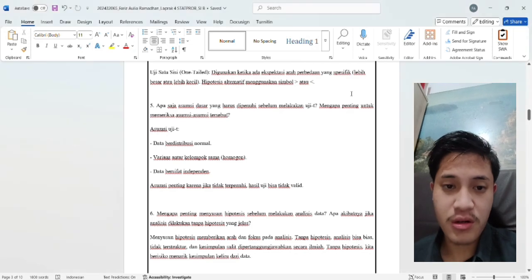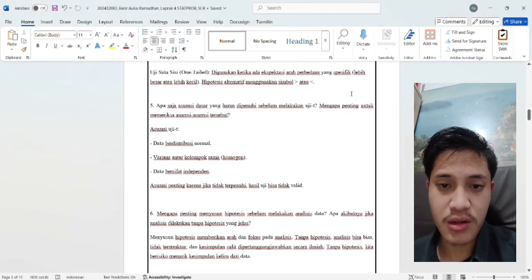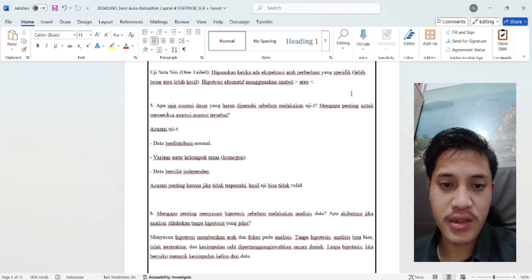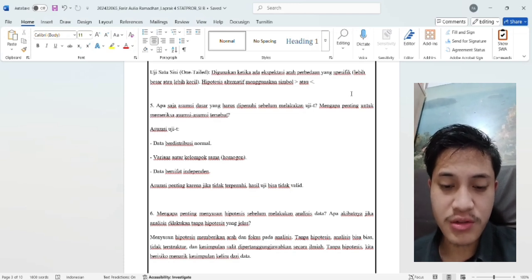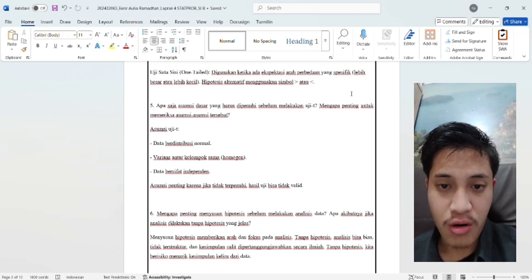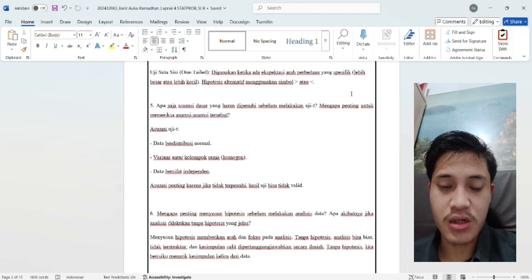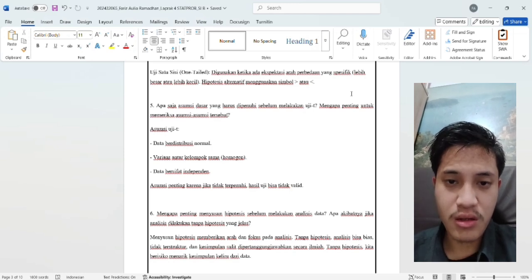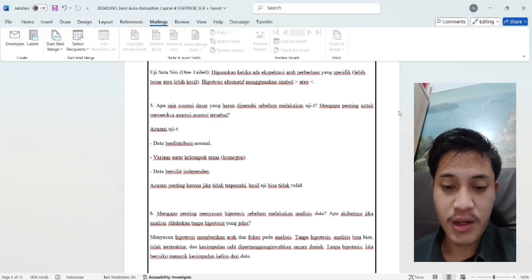Number five, what are the basic assumptions that must be made before performing the test? Why is it important to check assumptions? Assumptions for a t-test: data must be normally distributed, variance between groups must be equal, homogeneous, and data must be independent.